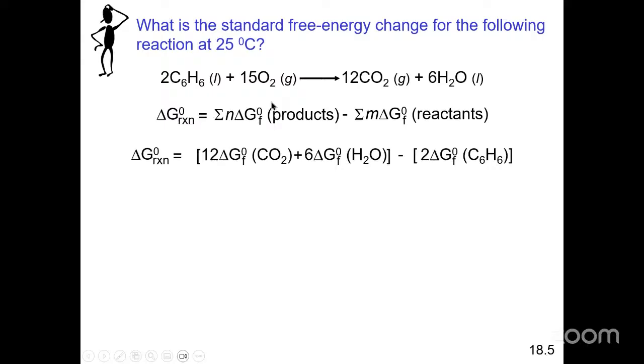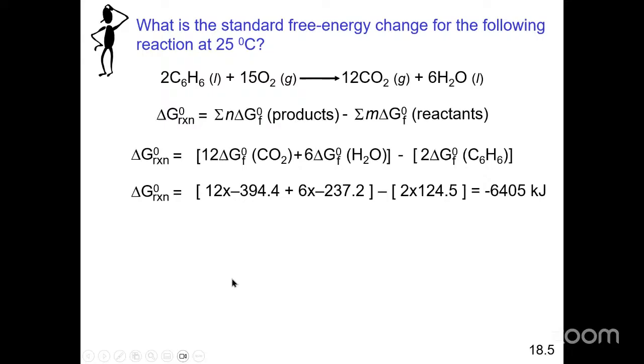Why? Because oxygen is an element by itself, right? So remember what I said. For any element by itself, the free energy is zero. So therefore, there's no need to include oxygen here. So all we have to do now is consult the table to look up the values for carbon dioxide, water, and benzene, and plug those numbers in, and you're going to get delta G for the reaction, which is minus 6,405 kilojoules. All right? And that's it, right?